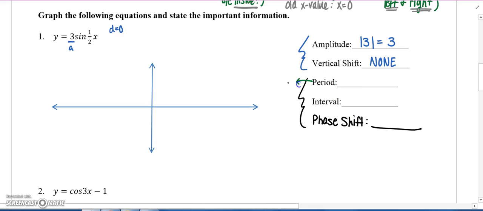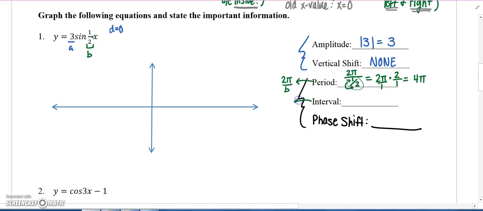Period, remember, period is 2 pi divided by the b value. What's b, you ask? It's this number right here, the one you're multiplying to x. Alright, so to get the period, we're going to do 2 pi divided by 1/2. But wait, I don't like to divide by fractions, right? So we're going to fix that a little bit. Instead of dividing by 1/2, we're going to actually multiply by the reciprocal, 2/1. Alright, so that's going to give me 4 pi here.